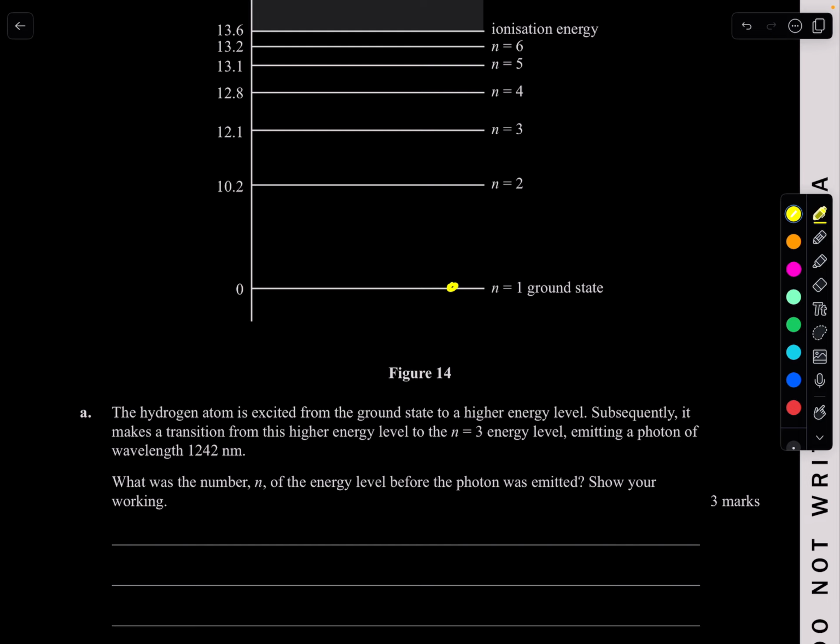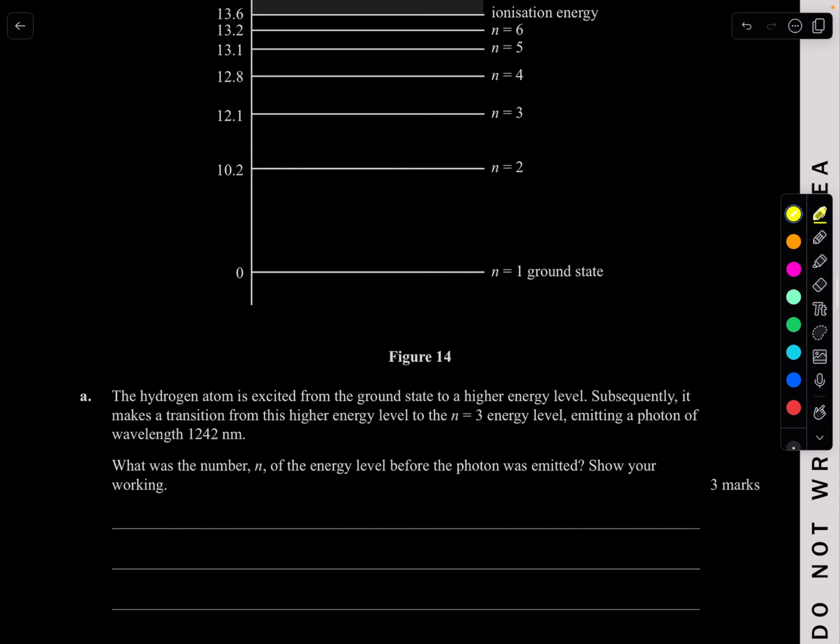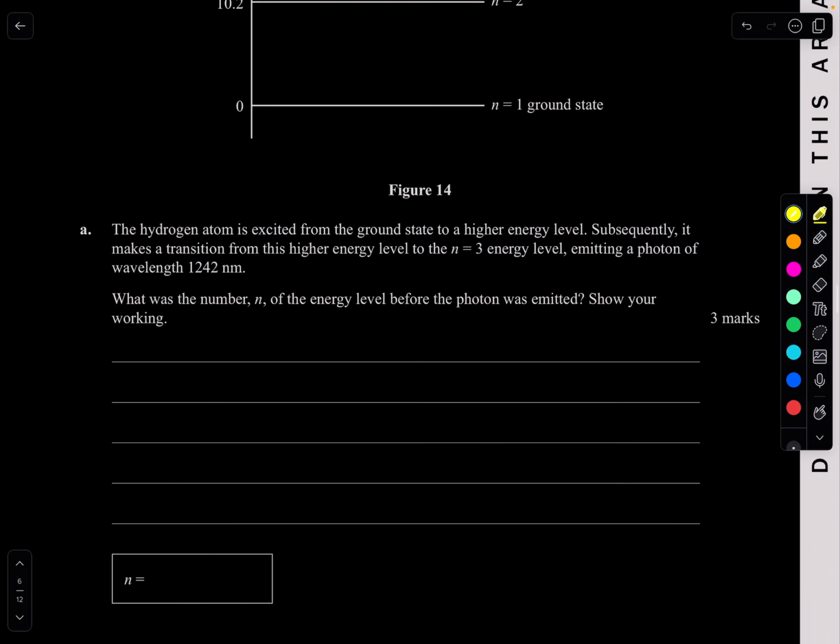Show your working. Basically, it started off in the ground state and went to a higher energy state. Now, there are so many possibilities. It could have gone to this one, or this one, or that one. Many energy states. But we are 100% certain that as it is one of these energy states, when it goes down to n equals 3, it emits 1,242 nanometers of energy. And that's what we're going to try to calculate: how many electronvolts of energy has it released as it went from some value to n equals 3. So, let's do that.